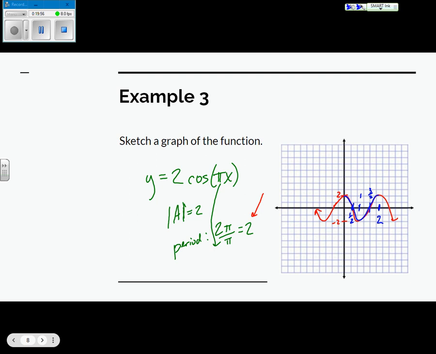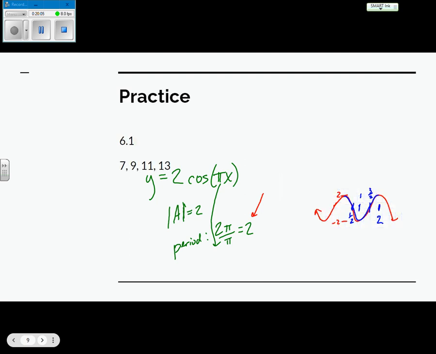Everything's clearly labeled. X-axis has enough points on it. I labeled my amplitudes, and we're good. We're going to get some practice on this, and then we're going to add some more numbers to it.